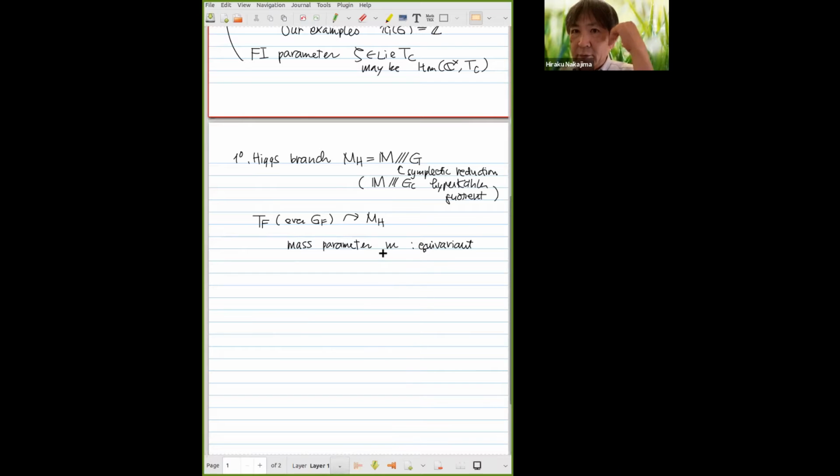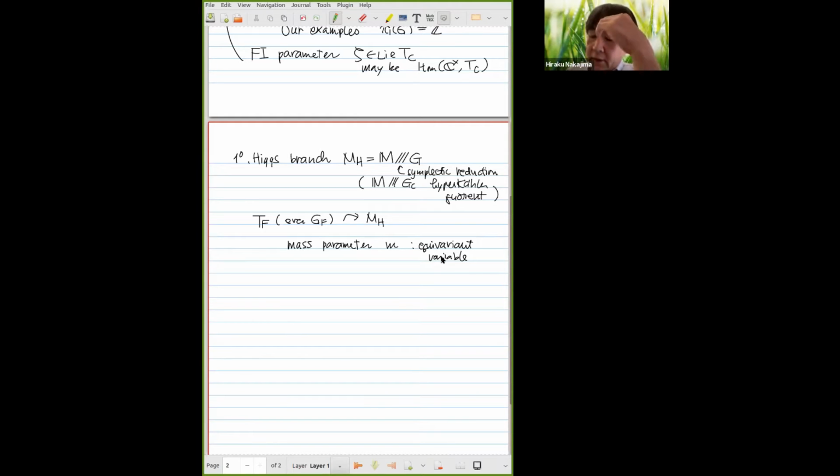Okay, I just introduced the equivariant variable. So tomorrow, I will consider the equivariant cohomology of the Higgs branch M_H. Then m, an element in the real Lie algebra, appears as the equivariant variable.